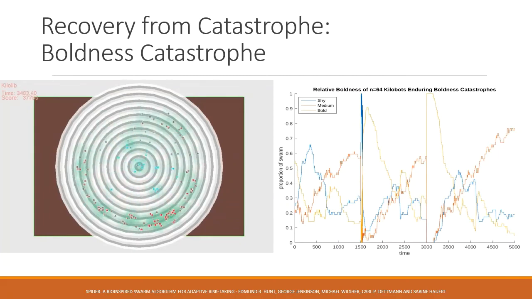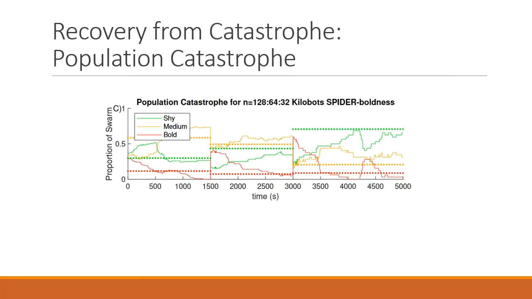Another task that we did was to simulate the destruction of large portions of the population, which might be due to falling nuclear debris, or due to the robot breaking down itself. Here we see at 1500 seconds and 3000 seconds, we halved the population but didn't change the control algorithm. And you can see that the proportions are able to reach a new distribution of shy, medium, and bold spiders.